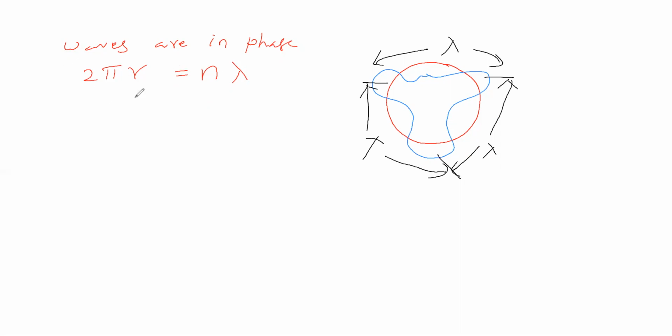Waves in phase means this indicates constructive interference. This indicates a stable situation. Now, this is de Broglie's concept. So what is de Broglie's thought? When waves are in phase, 2 pi r is equal to n lambda.